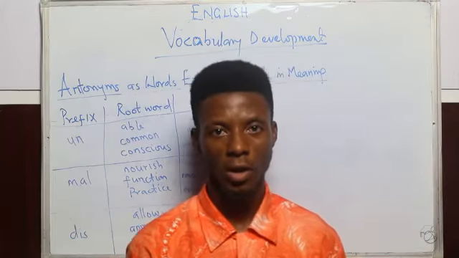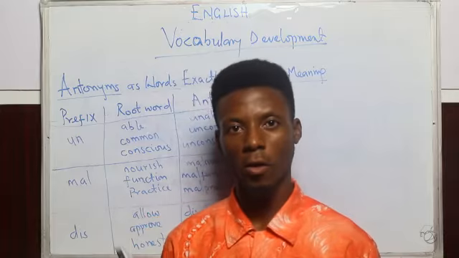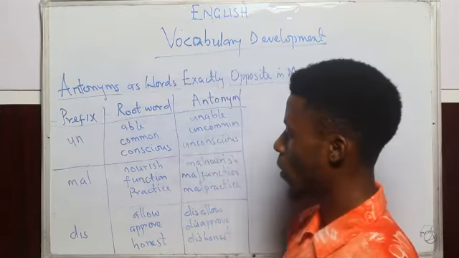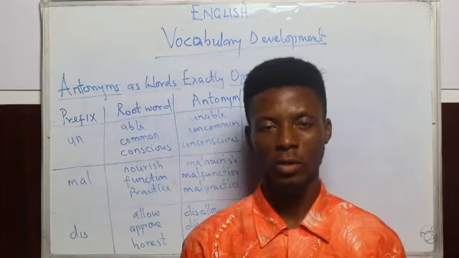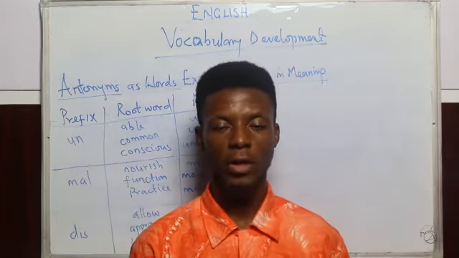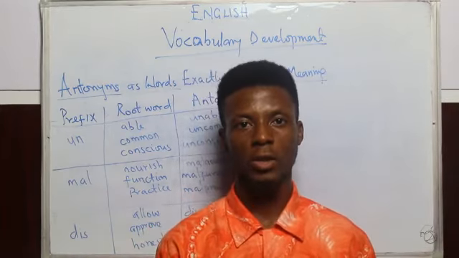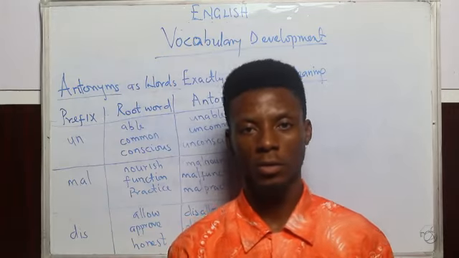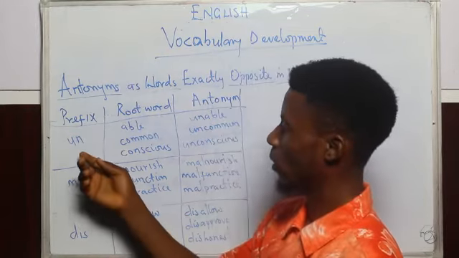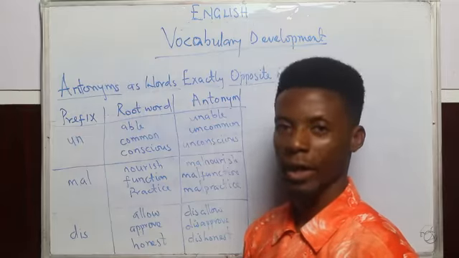On the board is a list of examples of how root words can have direct opposites by the application or addition of prefixes. Here we have the prefix un, on.